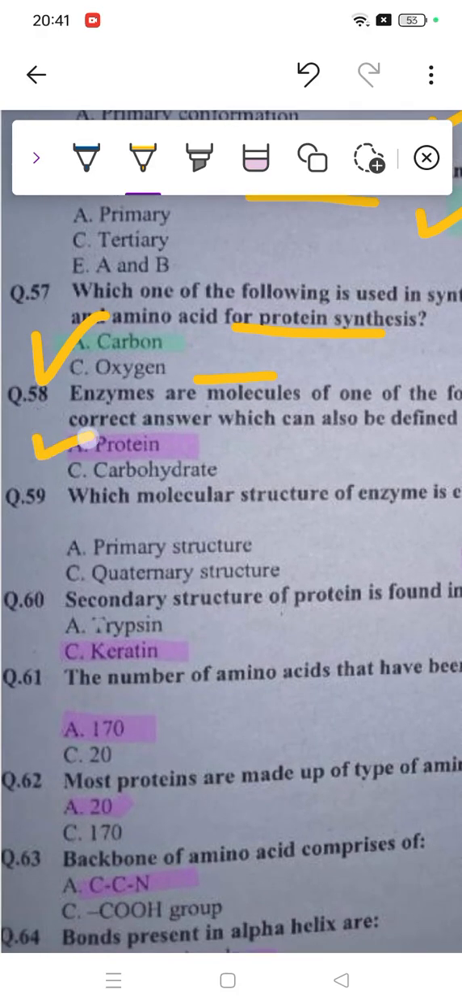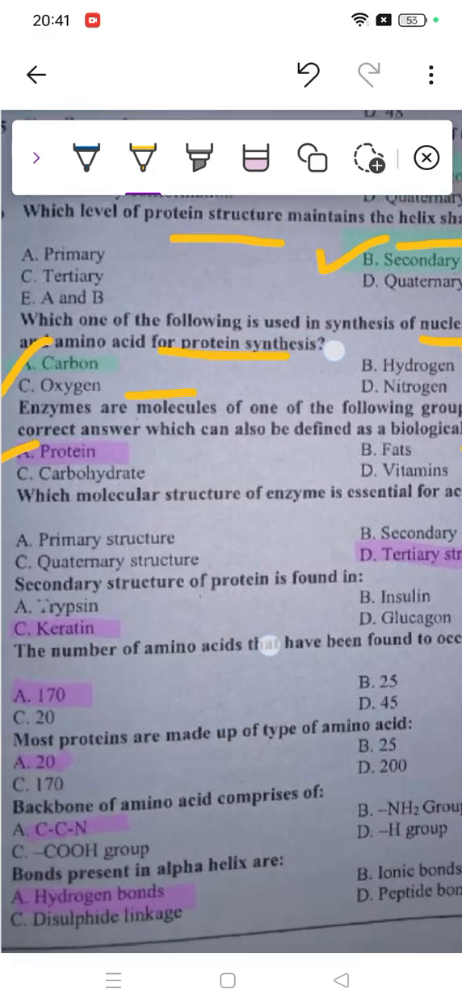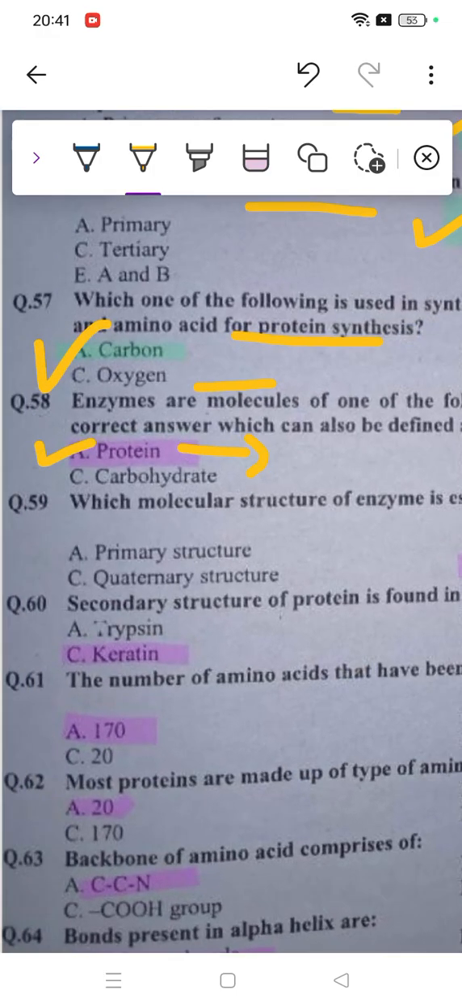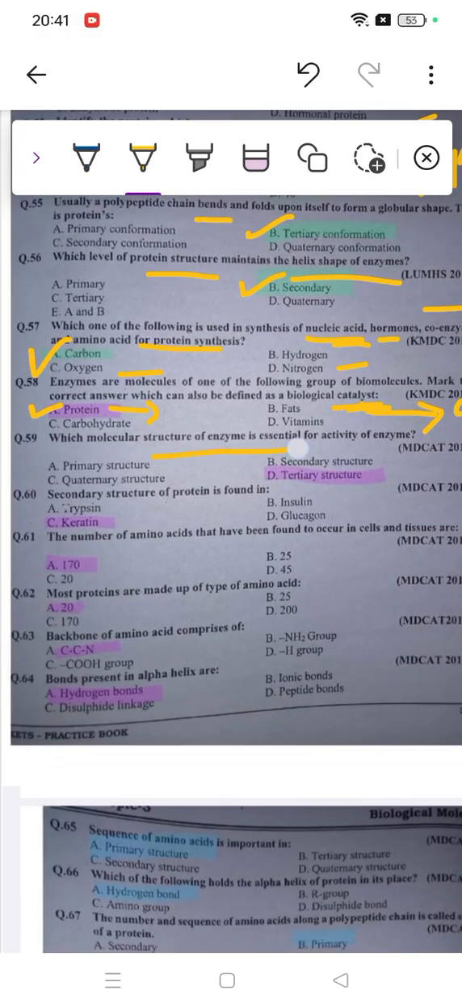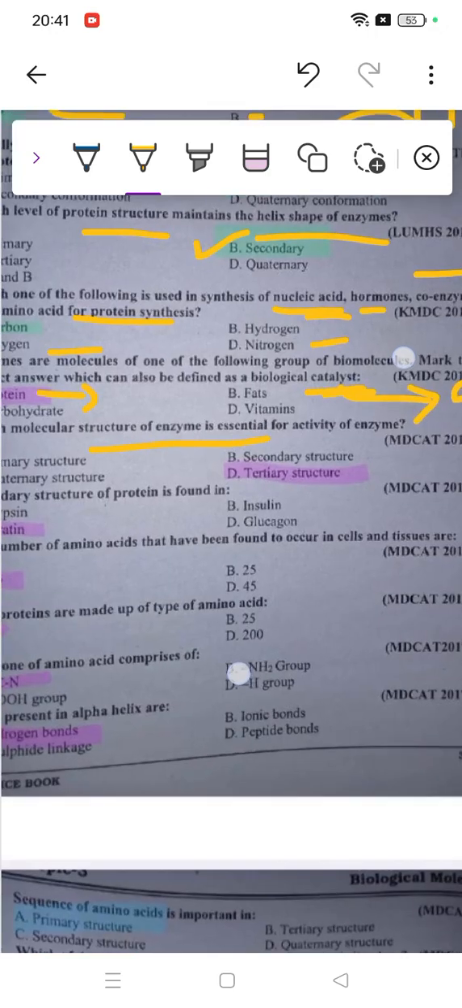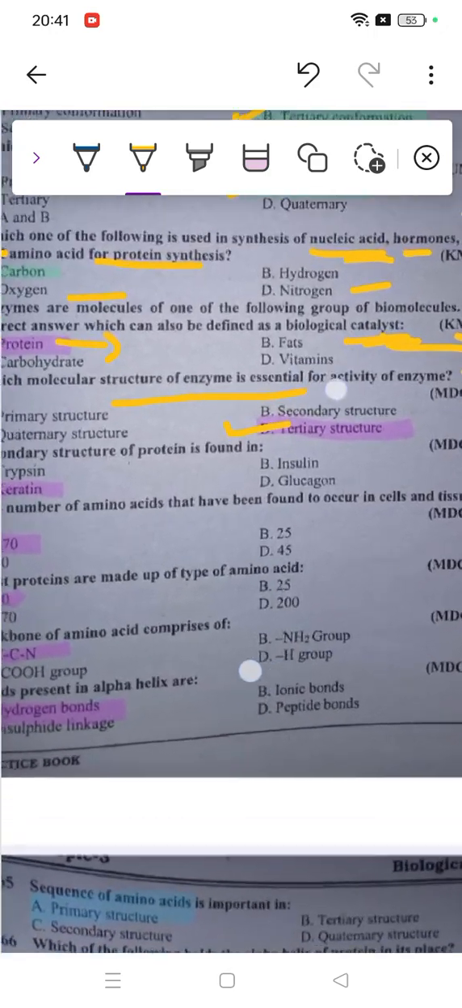So here they are only asking which group of biomolecules enzymes belong to. We should always know this, and you'll find this question in so many past papers as well. What molecular structure of enzyme is essential for activity of enzyme? Molecular structure. So tertiary structure is very important for enzyme activity.